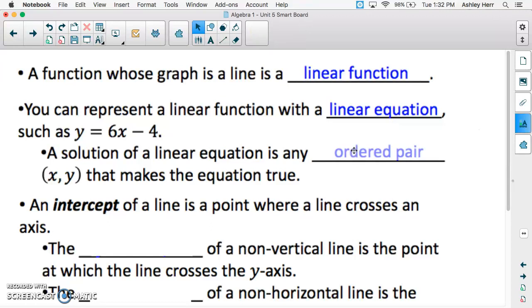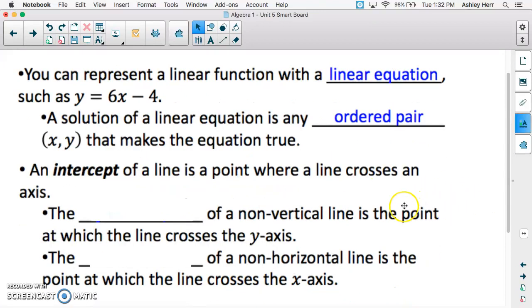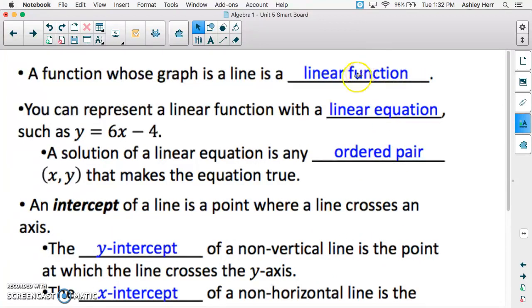A solution of a linear equation is any ordered pair (x, y) that makes the equation true. An intercept of a line is a point where a line crosses an axis. The y-intercept of a non-vertical line is the point at which the line crosses the y-axis, as well as the x-intercept being the point where a non-horizontal line crosses the x-axis. So the y-intercept is where your line crosses the y-axis, and the x-intercept is where your line crosses the x-axis. These terms should not be unfamiliar to you.